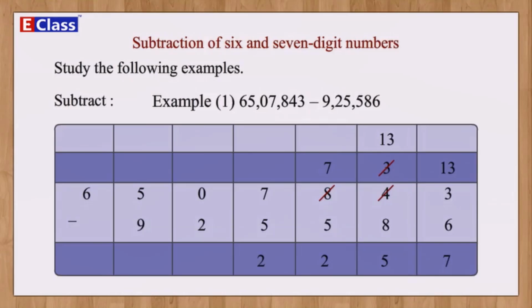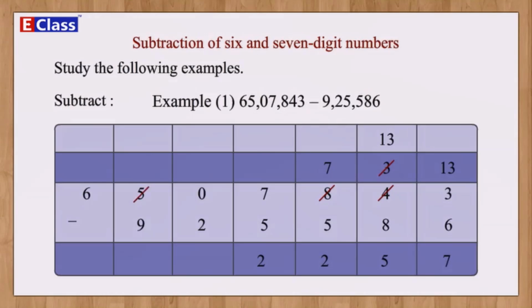Now we subtract the 10,000's place. But there is 0 at the 10,000's place. So, we cannot subtract 2 10,000s from it. Therefore, we shall borrow 1 lakh from the lakh's place.